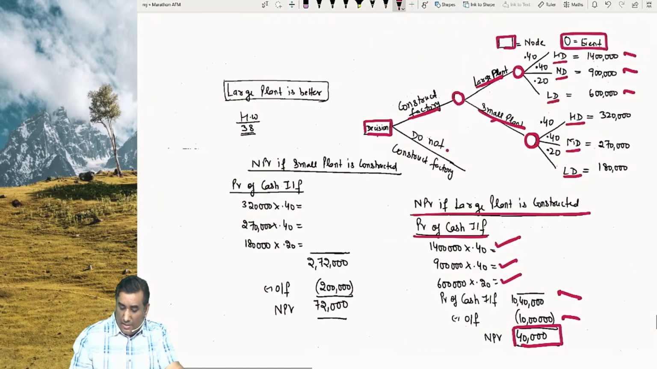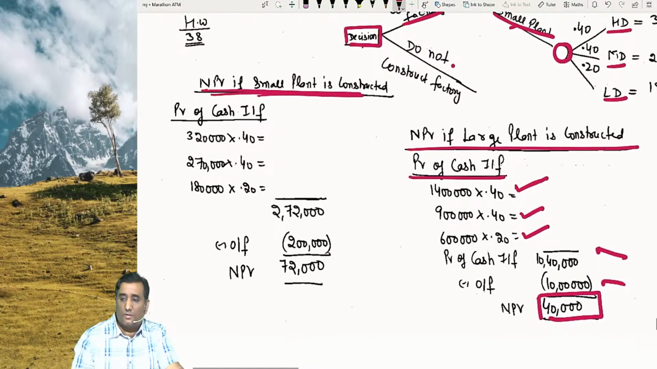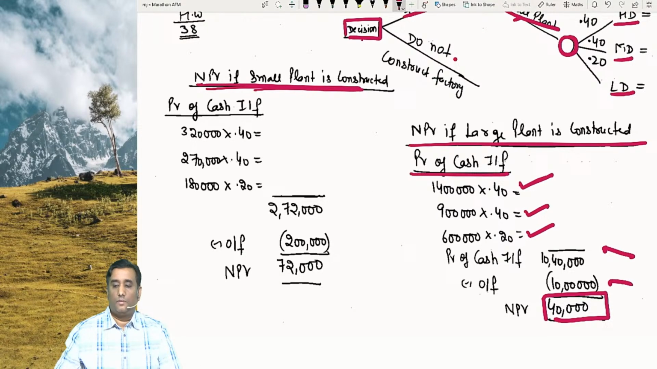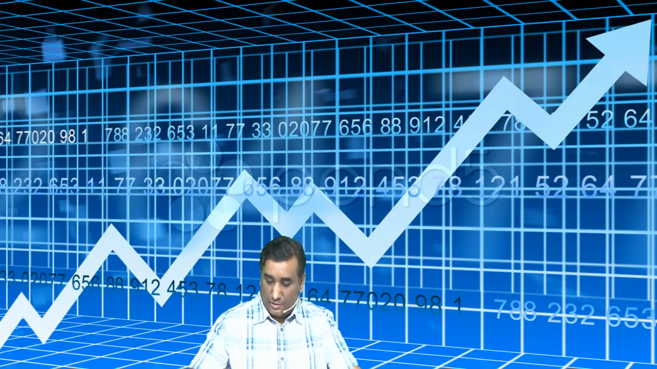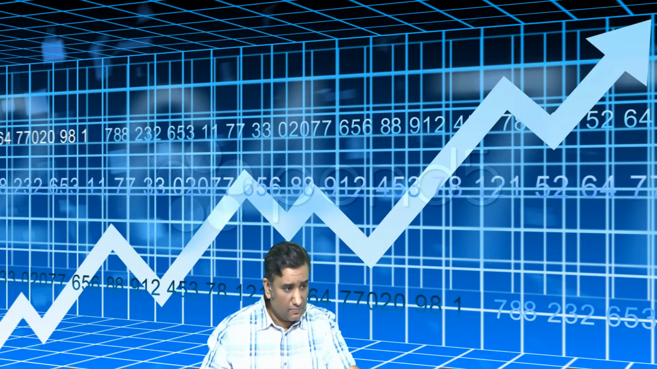40,000. And if I go with the small plant, calculate on your own what comes out. Calculate quickly please, what comes out. $72,000, yes. So which one is better off?